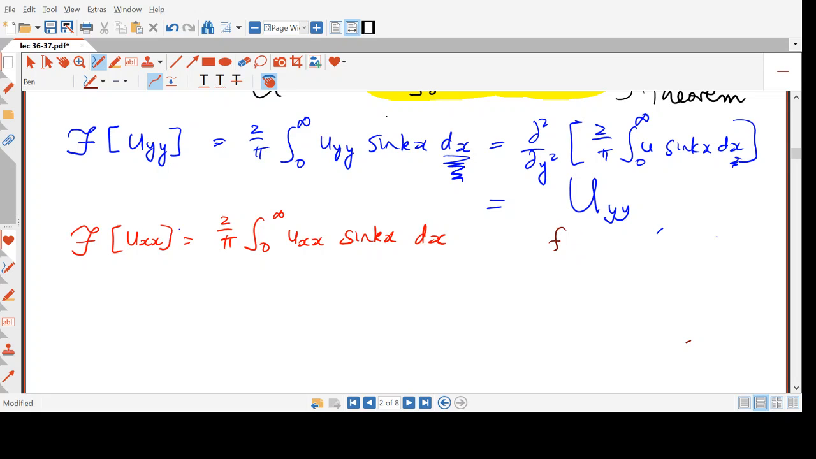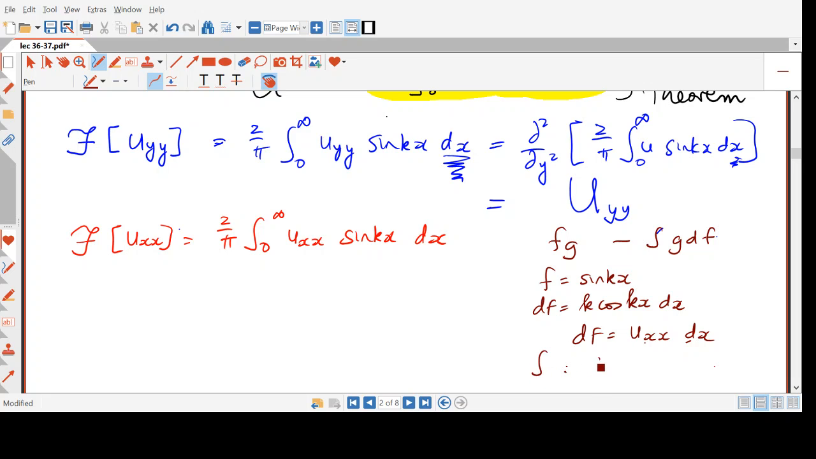So we'll use the fact that it's fg minus integral, so it's uv minus integral v du. So it'll be integral of g df, fg minus integral g df. So f, let's put f to be sine kx. So df will be k cos kx dx. And let's put df to be uxx dx.